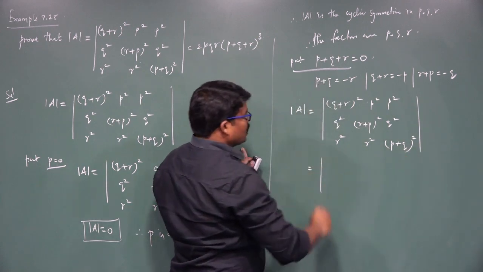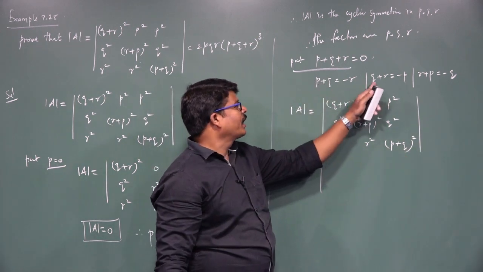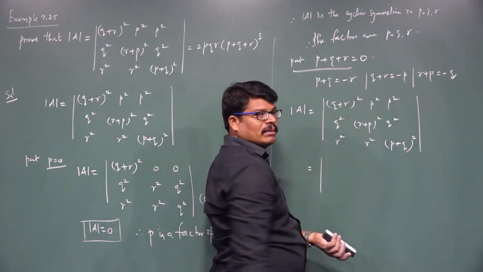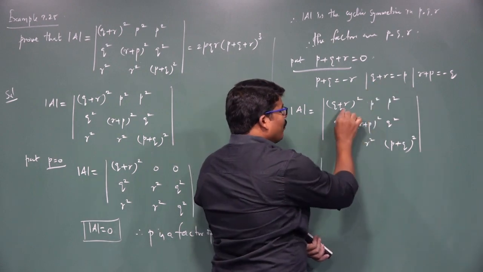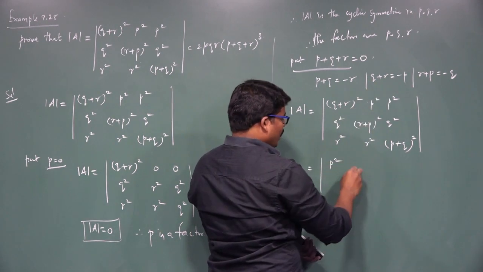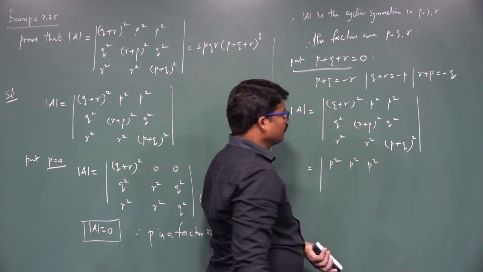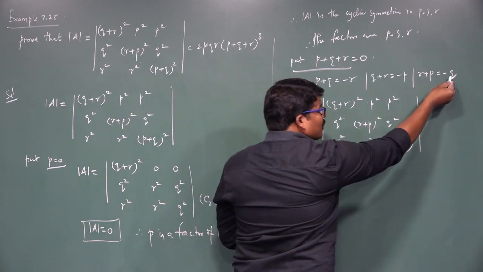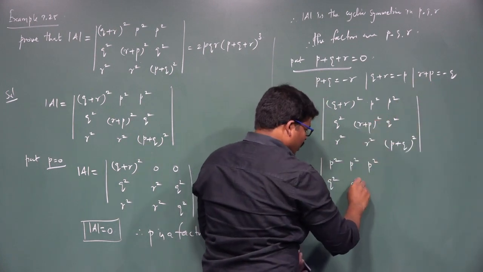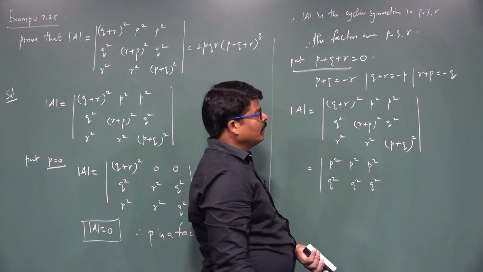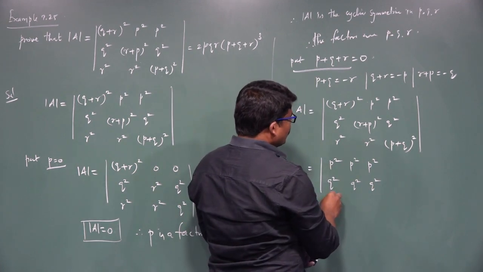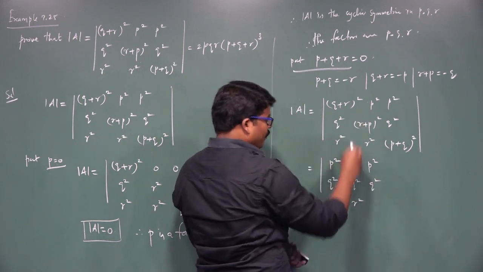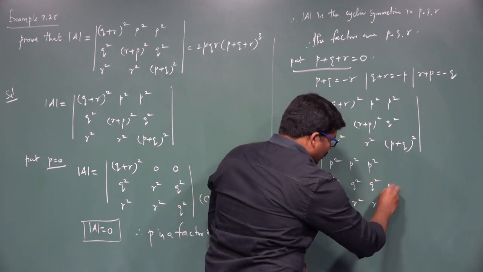Now substitute the values P plus Q, Q plus R and R plus P. Q plus R is minus P, whole square is P square. Next one, Q square. R plus P is minus Q, whole square is plus Q square. The next one, third row, R square. P plus Q is minus R, whole square is plus R square.